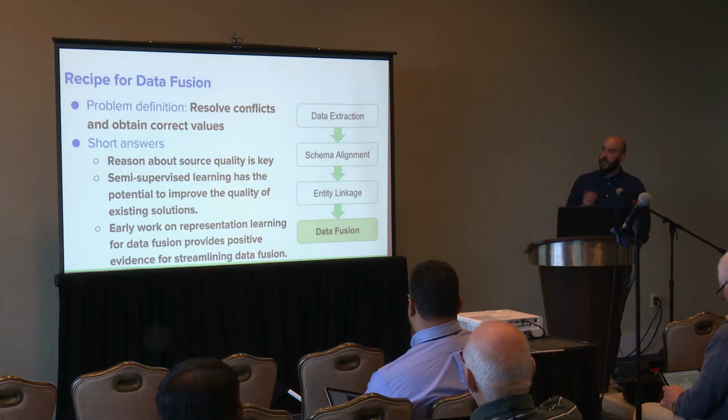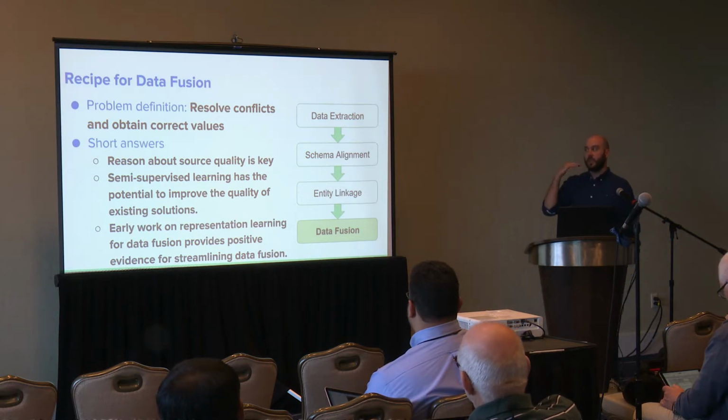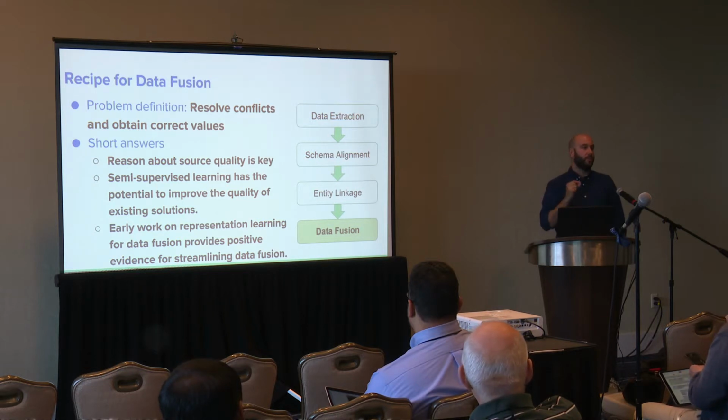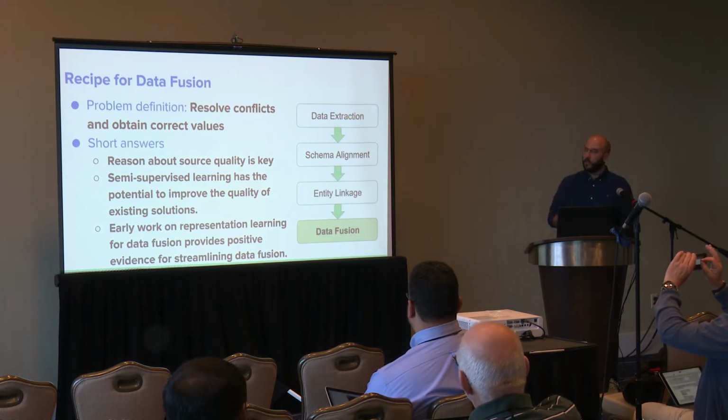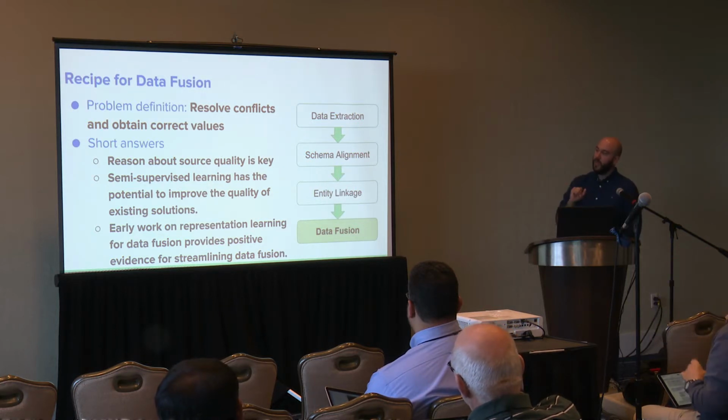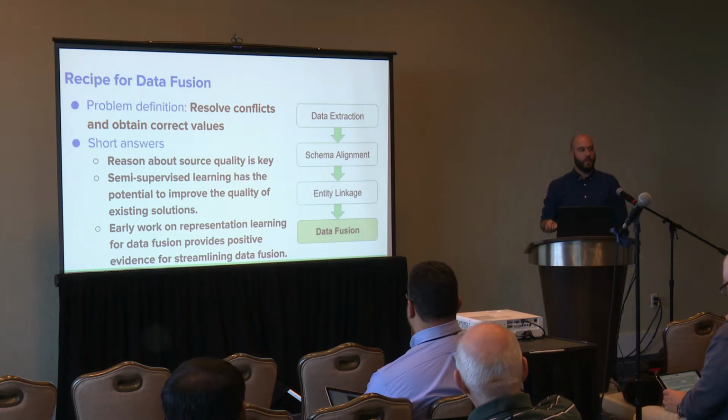So what is the main takeaway? What is the recipe for data fusion? Well, again, remember the definition is I really want to resolve conflicts and obtain the correct values for the different attributes of different facts related to entities. And what I encourage you to take away from here is that you really need to reason about the quality of sources, meaning you really need to reason about how noise is injected, and you really need to reason about the correlations across data sources.